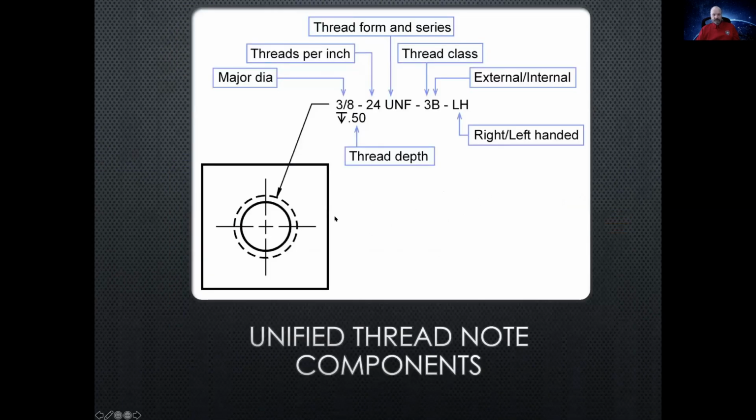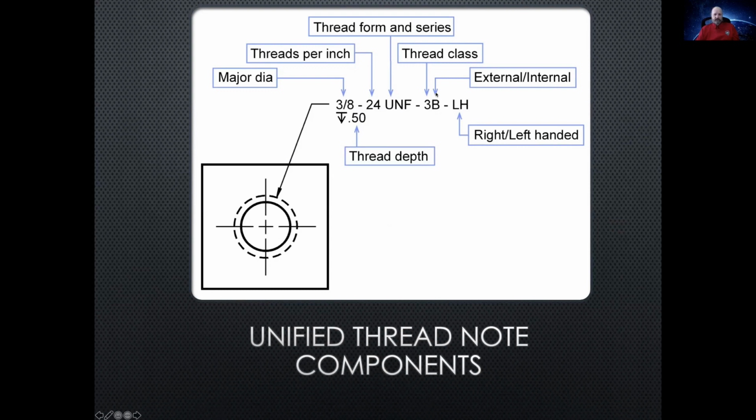Here are all the different parts. This would be for an internal thread. We've got 3/8, 24, which is threads per inch. The major diameter is 3/8 of an inch. Remember, we're doing unified, which is the English system. Thread form and series, so UNF. I think that stands for unified fine thread. They have fine threads, coarse threads, that kind of thing. There's a thread class involved.